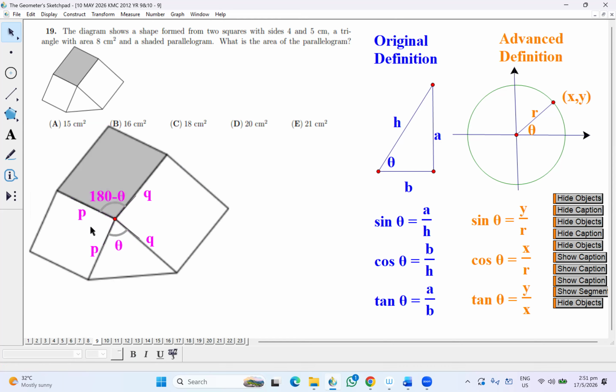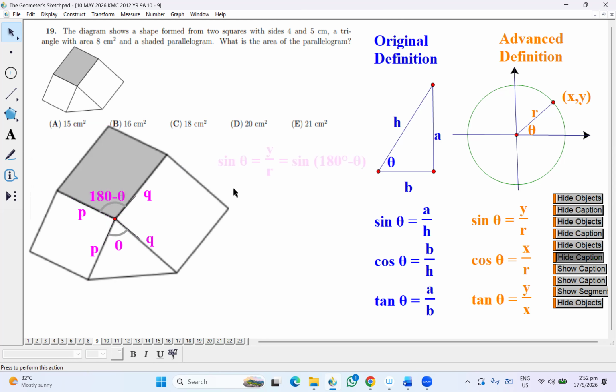So we have the square, side P, and then side Q, and then we have angle theta. Then the balance here is 180 minus theta, because 90 plus 90, total 360 altogether. Then we find the area of the triangle.